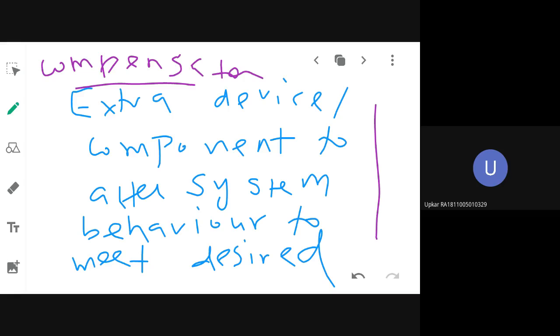So by adding this extra element, we will be able to alter the system behavior and make the system meet the desired specification. Like I've told you, if you want the system to meet a particular value of phase margin, or settle at a particular time, then all these things can be achieved by adding that extra component into the original system. So thereby you will be able to adjust the system behavior. This is how you will be defining the term compensator.